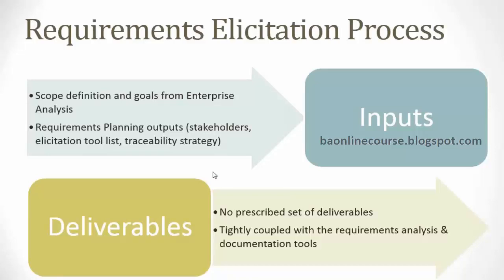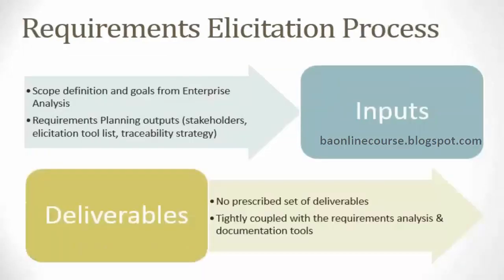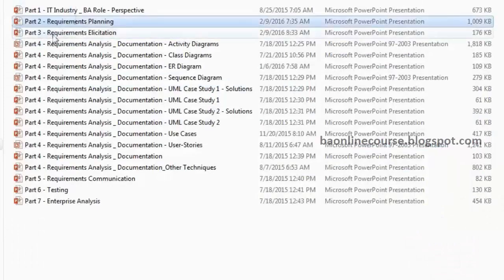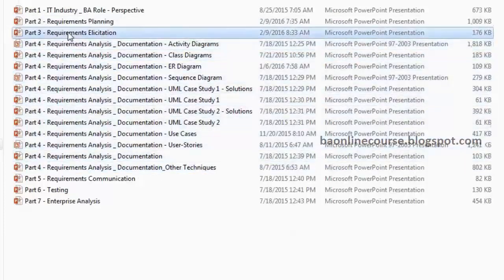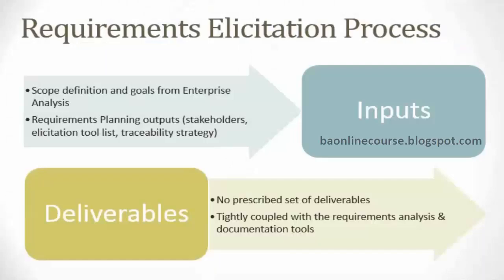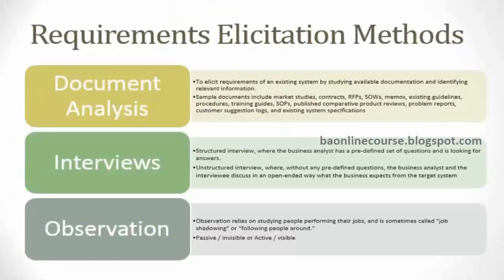And then you would start on to the requirement elicitation process. There is no tangible deliverable coming out of it because it's tightly coupled to the requirements documentation chapter, which is the next one, right? We'll cover how to document the requirements as part of the next chapter. So chapter 4 would primarily deal with how to document our requirements, and chapter 3, the one we are talking about now, would cover how to understand the requirements.